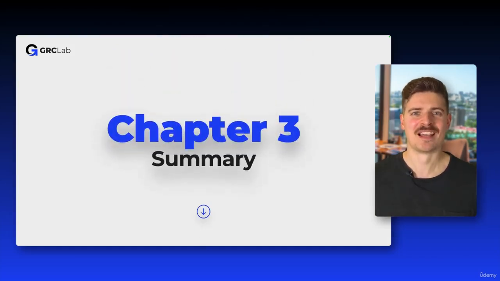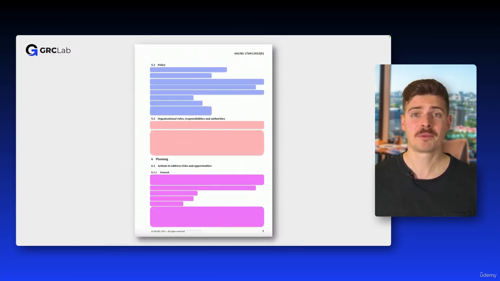And another chapter is in the books. Let's have a quick summary about what was covered in chapter 3. Now, in the very beginning of this chapter, we talked about the normative requirements of ISO 27001.